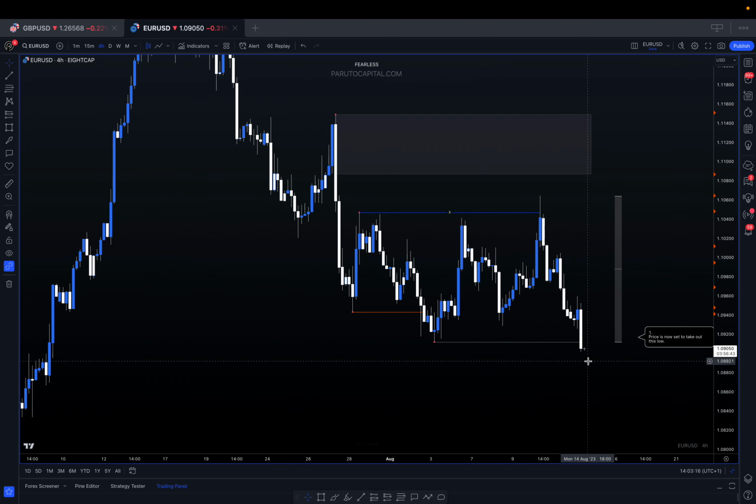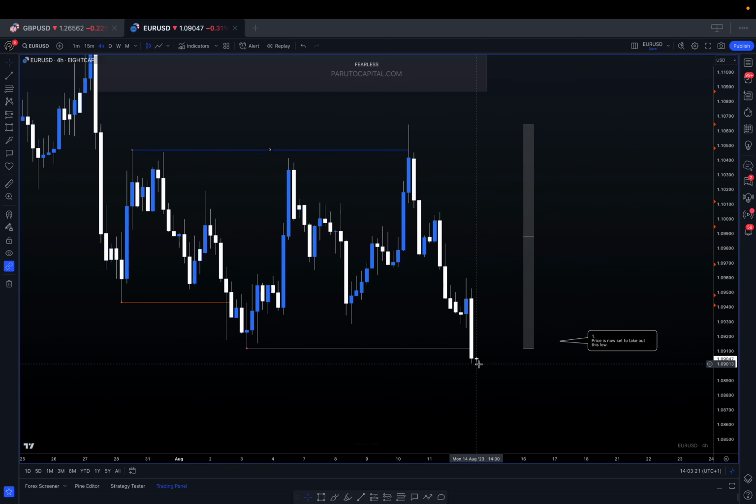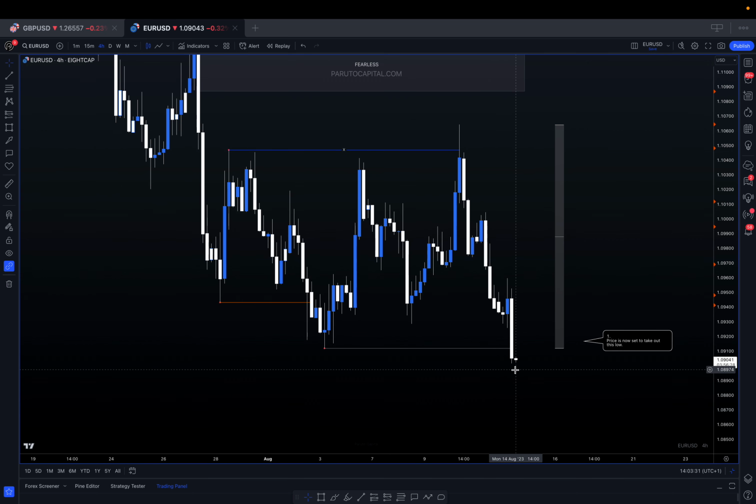So now what are we looking at? Simple. We're going to be expecting a pullback. Price has taken out this low. As you can see, after price takes out the low, we get that pullback. So price has taken out this low. What do we expect now? We expect a pullback. And how would we know that the pullback is beginning? When we have that bullish CHoCH, change of character on the 15 minutes, then we'd know that that pullback is starting.